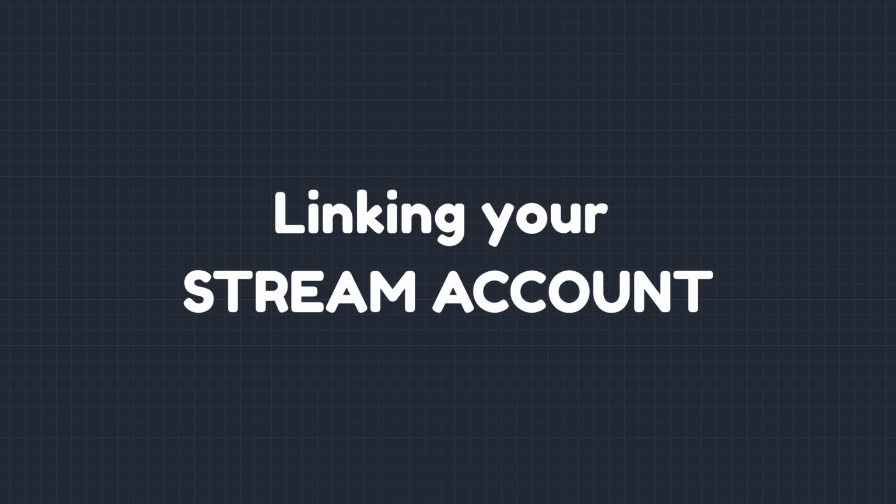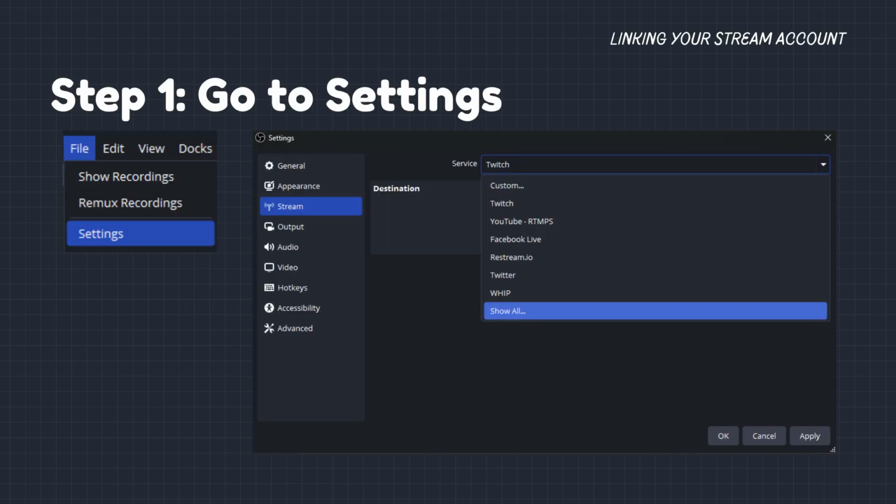We're now going to link your stream account. Step 1, go to settings. To go to settings, click file, then settings, and within that window, you will see the category named stream that will bring up the service and destination. Here you have to choose a service as to where you'll be streaming. But in this video, I'll be demonstrating it using Twitch.